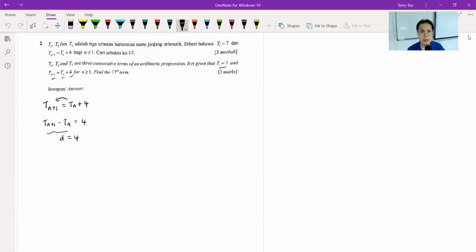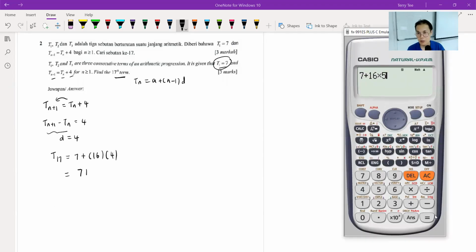Now we're supposed to find the 17th term. We know our a. Our a is 7, T1 is 7. We know our common difference. To find T17, just use the formula. Remember, Tn equals a plus (n minus 1)d. a is my first term, which is 7. My n is 17, so 17 minus 1, let me write 16 straight away. My d is 4. So 16 times 4 is 64. You add 7, you get 71. If you're not sure, you can use a calculator: 7 plus 16 times 4. There you go, 71.